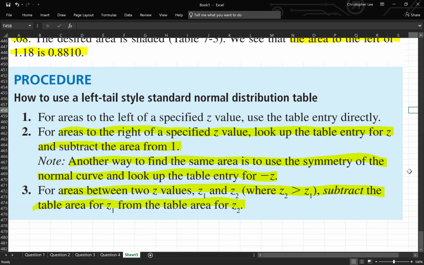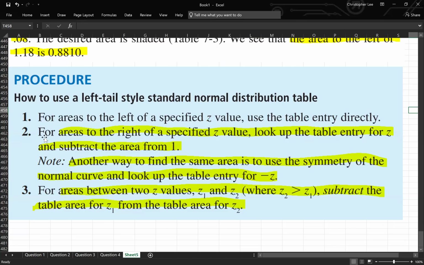And for areas between two z values, z1 and z2, where z2 is greater than z1, you subtract the table area for z1 from the table area for z2. What that means is that if I ask you for a probability in between two numbers, you take the probability of the big number and subtract the probability of the little number, right? Your test won't have that, but this was something that was covered.